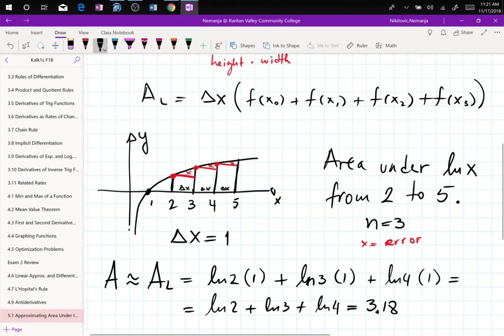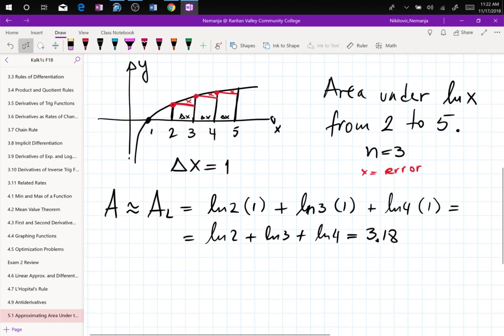Now, can we do better? Sure. Put more rectangles in. If you put more rectangles in, you'll have more calculations to do, but you'll have a better result at the end. So I could do the same problem with now, let's say, cut each one of these in half. So with 6 rectangles. And the answer would not be 3.18. It would be something else, but it would be better, right? It would be closer to the actual answer.